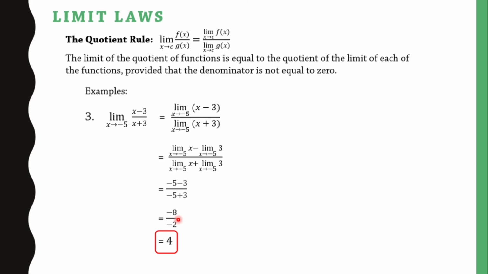So those are all our limit laws. We have the constant rule, the identity rule, the constant multiple rule, the power rule, the root rule, the sum rule, the difference rule, the product rule, and the quotient rule. So I'll see you in the next lesson.